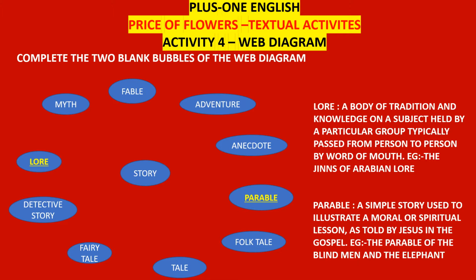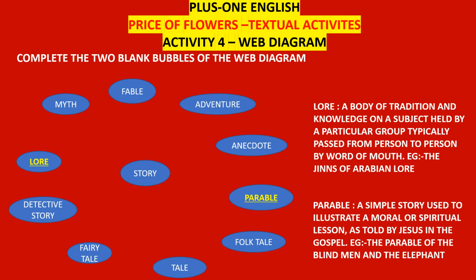So complete the two blank bubbles. When you look into the textbook on page number 64, you will come across a web diagram. All the bubbles in the web diagram are filled with the genres of literature, but two bubbles that I marked in the web diagram with the yellow letters.